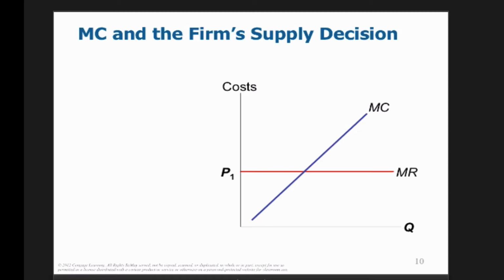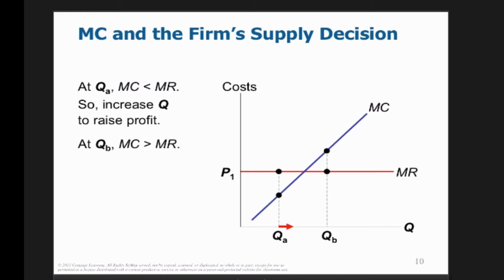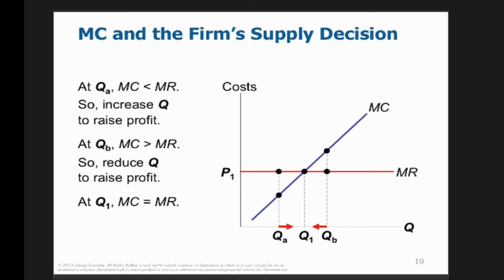So pick a quantity, and at that quantity, marginal cost is less than marginal revenue, right? If we increase the quantity, we're going to increase the profit. Oops. At quantity B, marginal cost exceeds marginal revenue, and so we are losing money. So we reduce quantity to raise our profit until we get to that sweet spot where marginal cost equals marginal revenue. Yay!